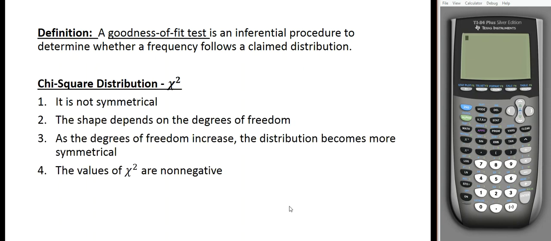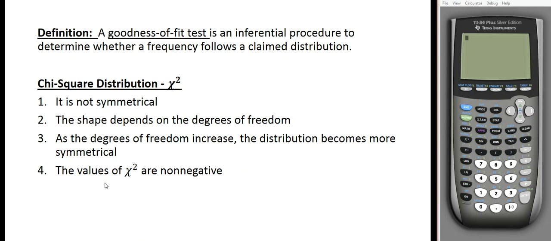This is what we have for our chi-squared distribution. So we have our notation here. It looks like a little curly X, but it's actually a Greek letter, chi. Chi-squared is not symmetrical, so it's going to be skewed. The shape and the skewness of the graph actually depends on the degrees of freedom. We do know that as the degrees of freedom increase, remember degrees of freedom are sample size minus 1, so that means if our sample size is increasing, the distribution becomes more symmetrical.